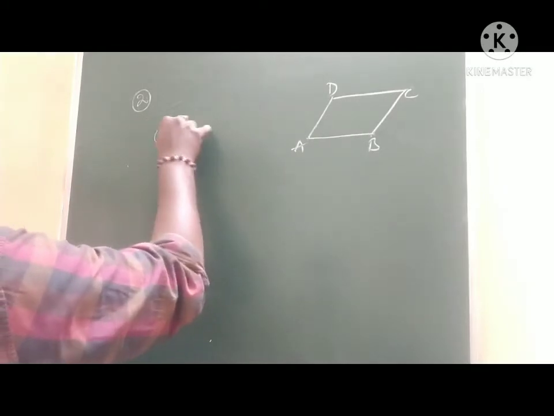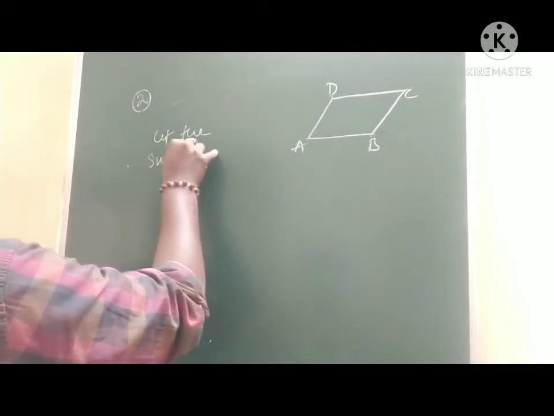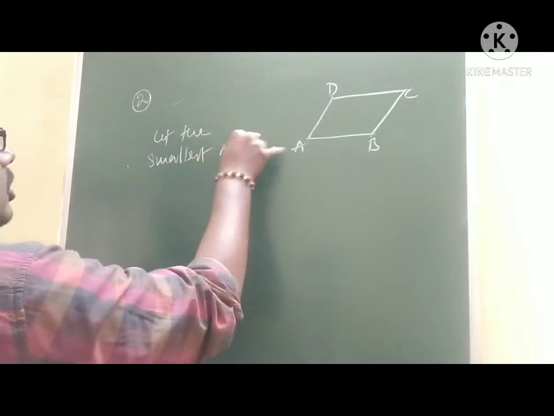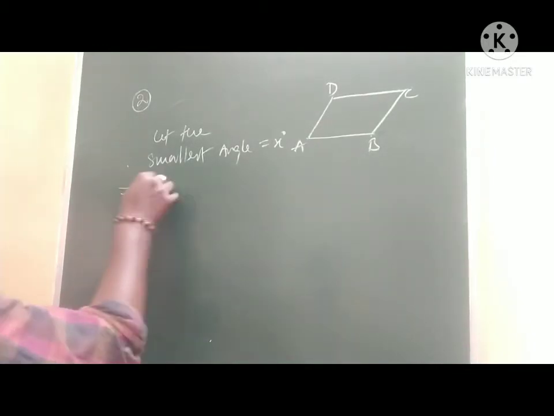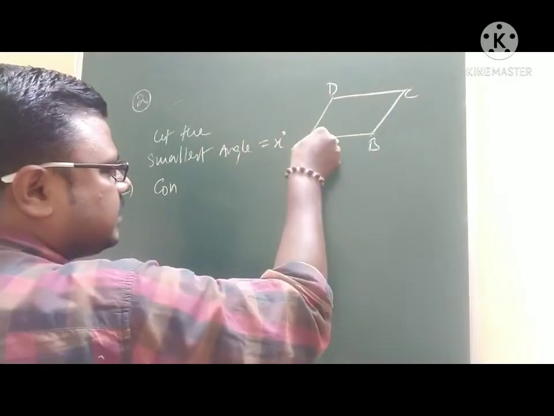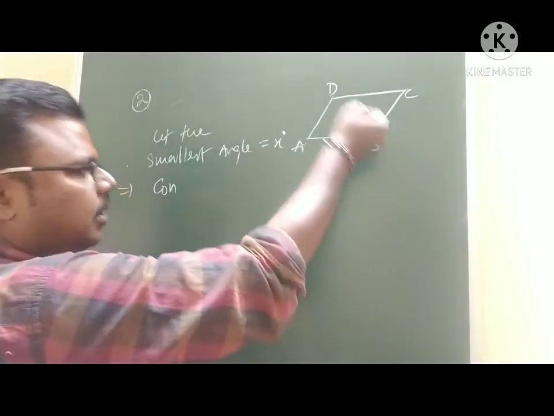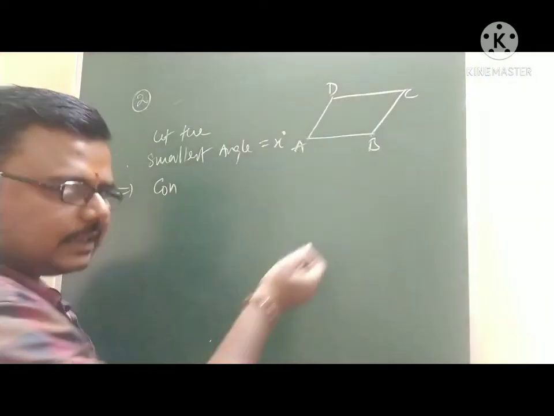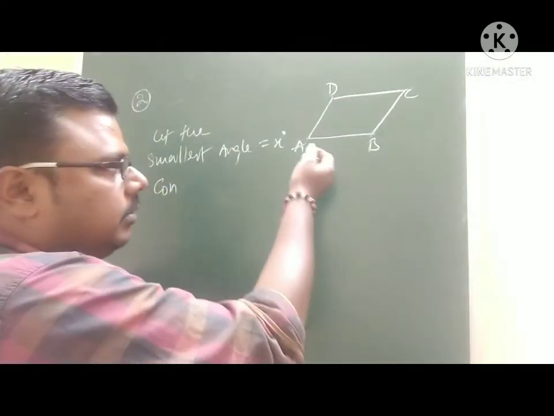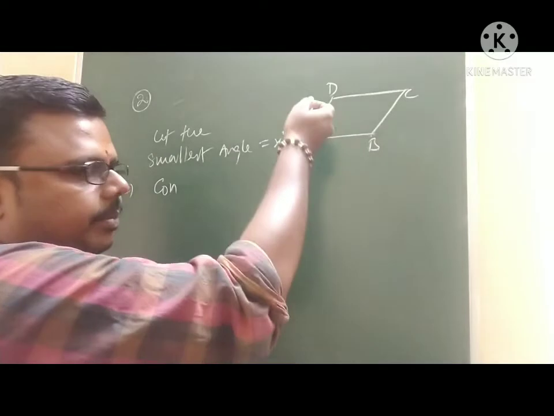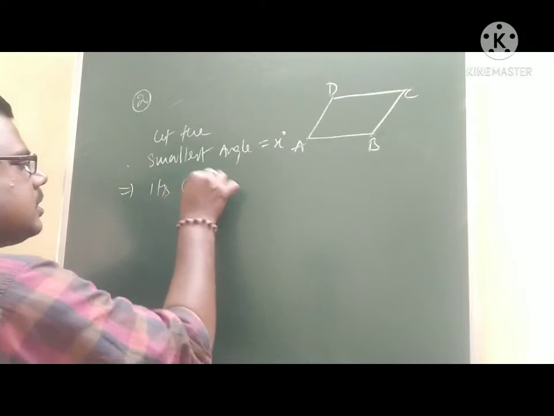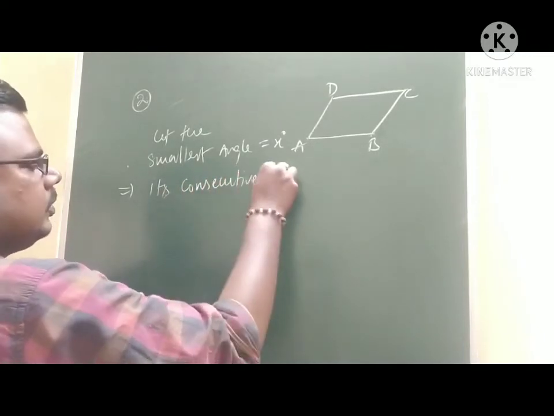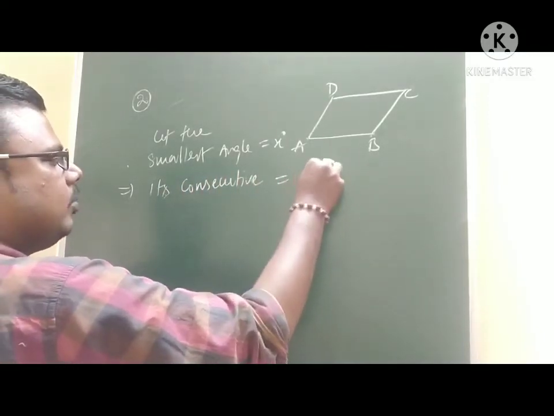So let the smallest angle be x degrees. Now based on that, what would be its consecutive angle? Consecutive means if A is x, then angle B will be 180 minus x, or angle D will be 180 minus x, because in the last problem we concluded that consecutive angles will be supplementary, right? So its consecutive angle will be 180 minus x degrees.